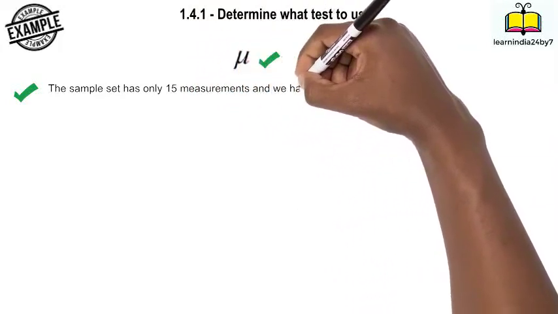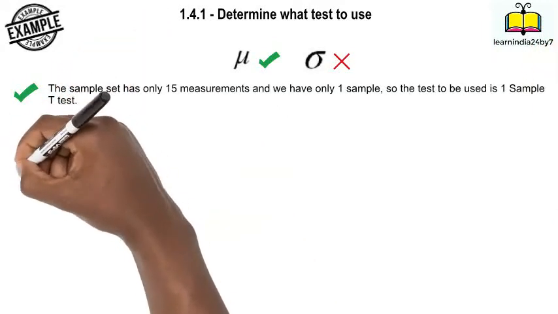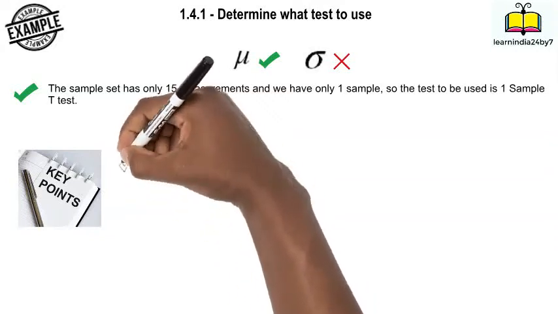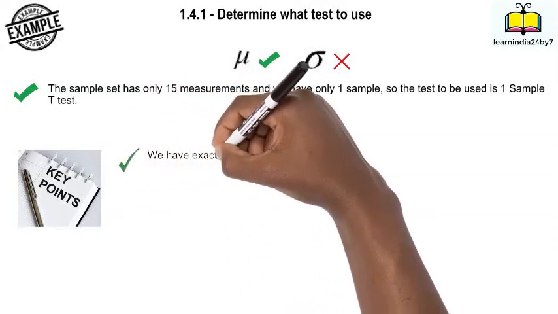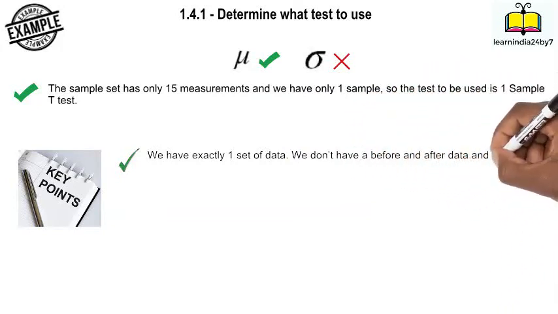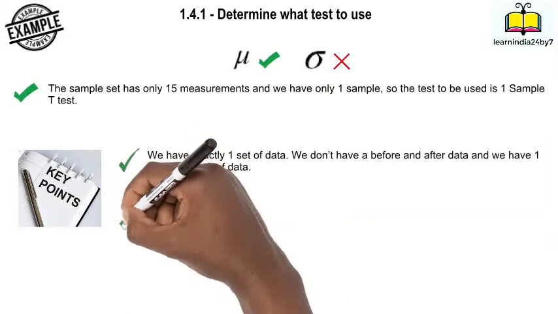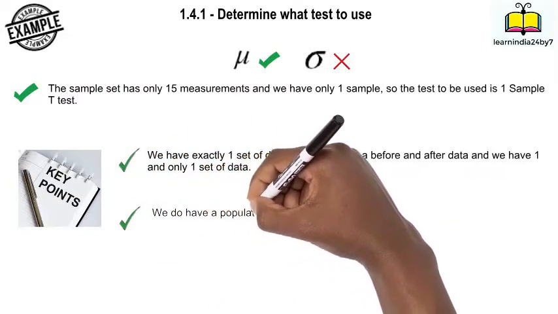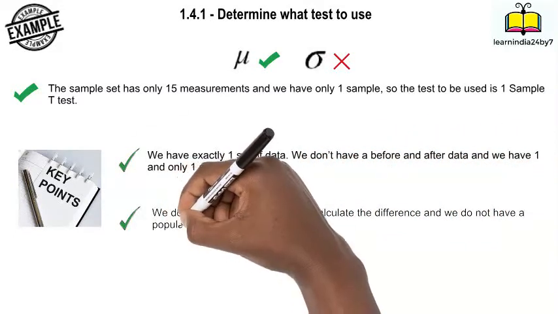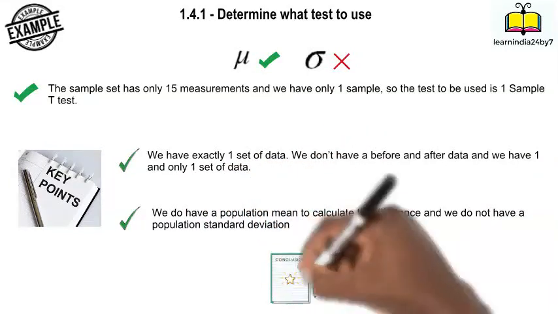In this case, the sample set has only 15 measurements and we have only one sample. So the best test we use is one sample t-test. We have exactly one set of data and we don't have before and after data sets. We do have a population mean to calculate the difference and we do not have a population standard deviation. Hence, the conclusion is to use one sample t-test.